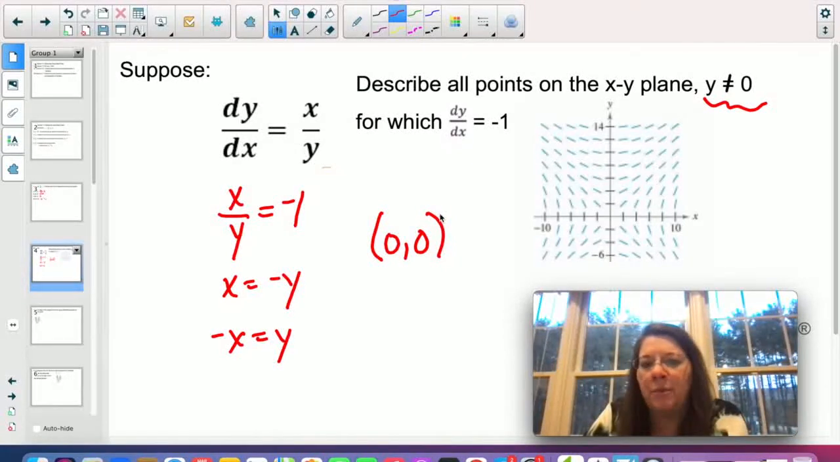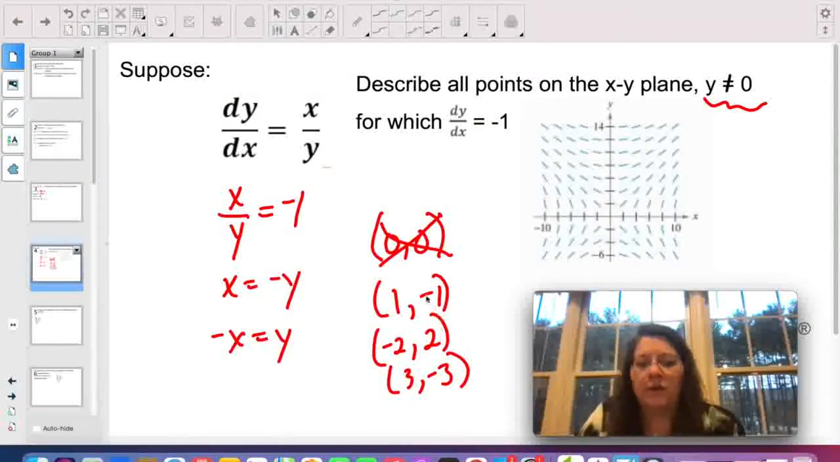If that's a common point we tend to pick, but sometimes we can't pick it just because y can't be equal to 0. So I wanted to make sure I pointed that out. They've already specified we can't use y equal to 0. So in this case, that's not a point we want to use.